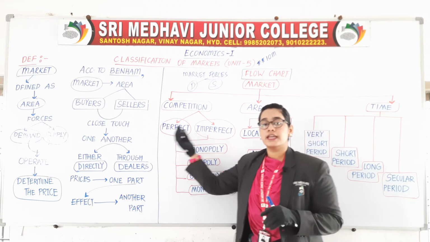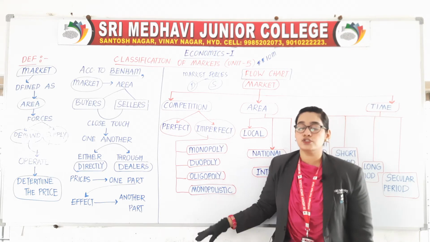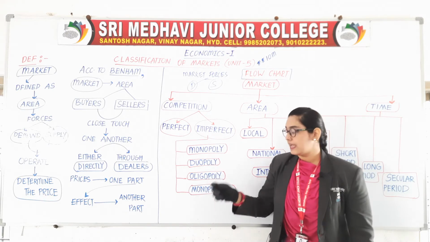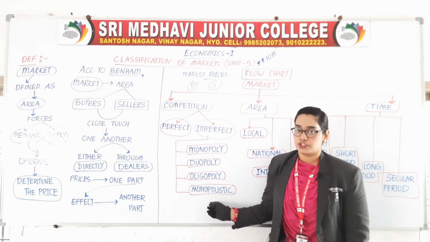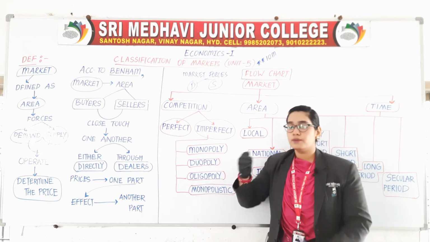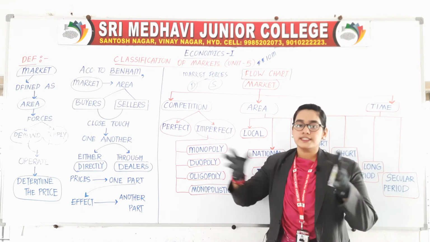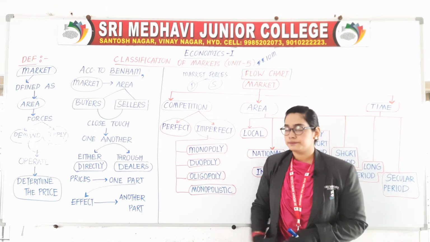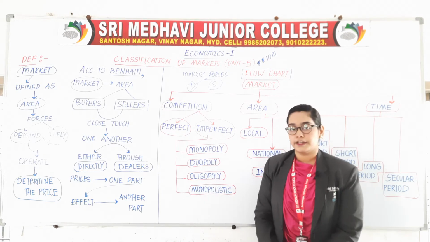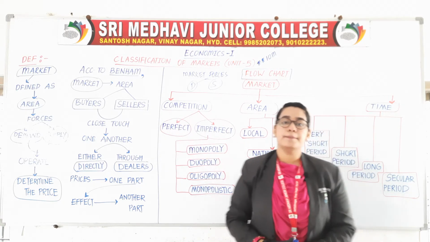That is perfect and imperfect. Imperfect is further classified into monopoly, duopoly, oligopoly, and monopolistic competition. Mono means one, duo means two, oligo means more than two, monopolistic means some more number of. Alright. Mono, duo, oligo, and monopolistic competition. So based on competition, markets are divided into perfect and imperfect.